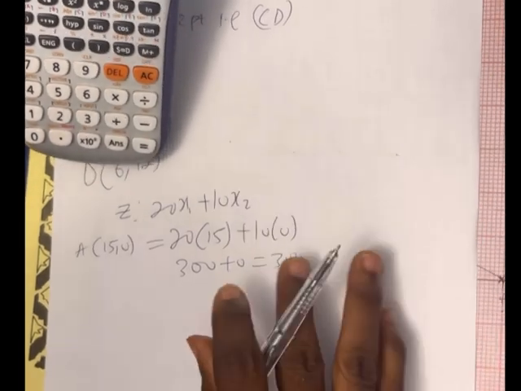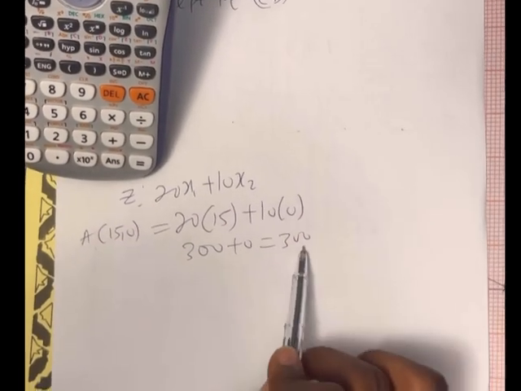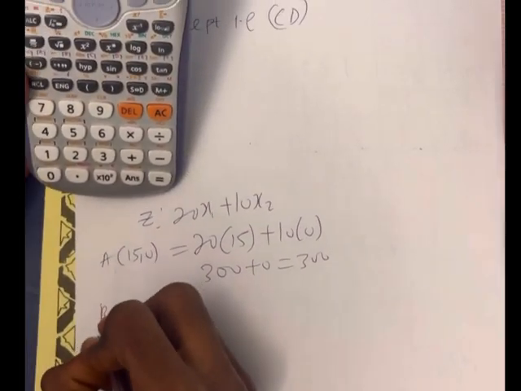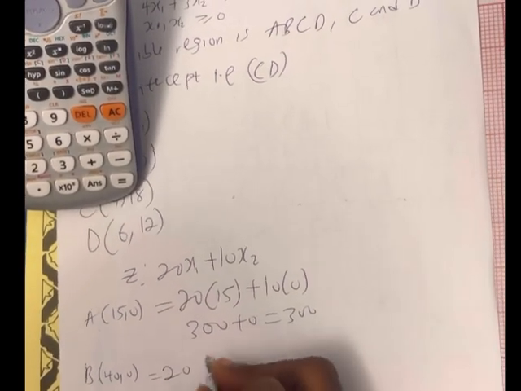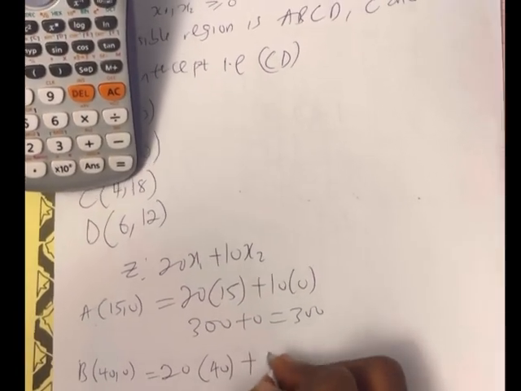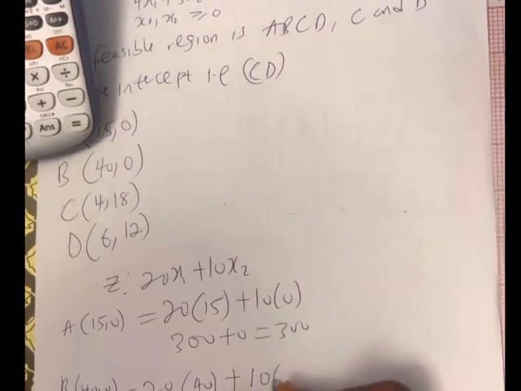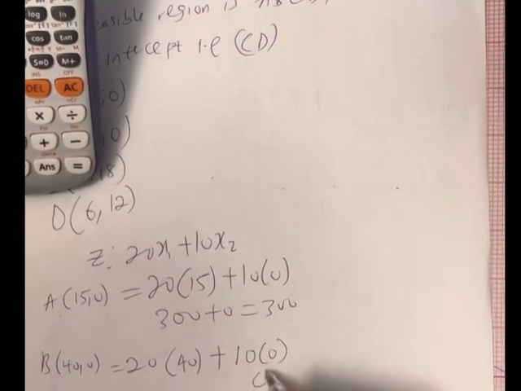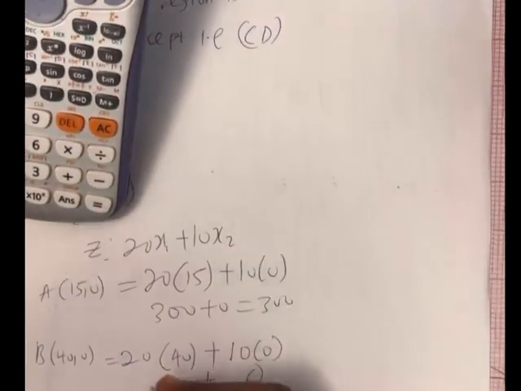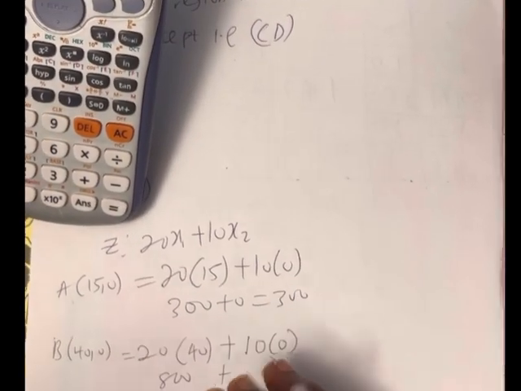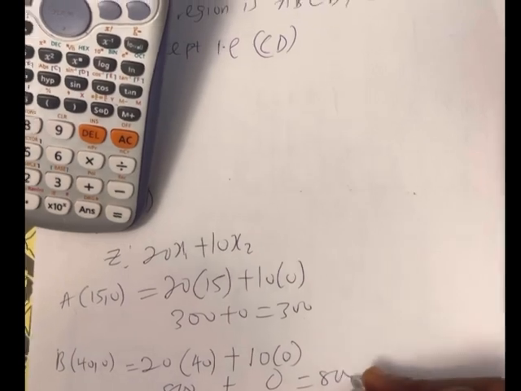So my value for A is 300. So I will test for B. B is 40, 0. That is 20 times 40 plus 10 times 0. If I multiply 10 by 0, that will be 0. If I multiply 20 by 40, I'm going to get 800. So 800 plus 0 is 800.